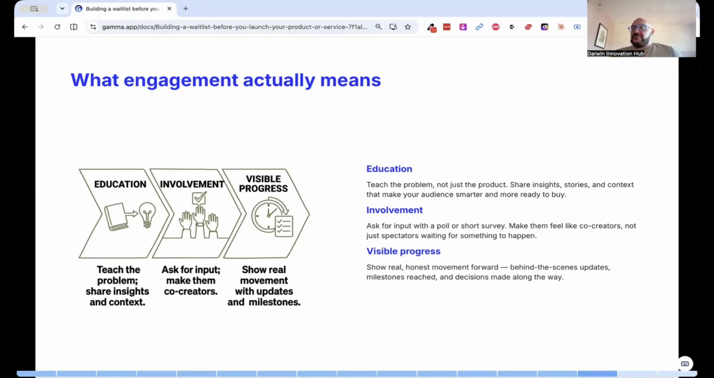Ask for people to give you feedback on the journey. Do short polls and short surveys, and make them feel like they're part of this creation project with you, this co-design or co-creation. So they're not just sitting on the sidelines watching you do this. They're actually a part of it.